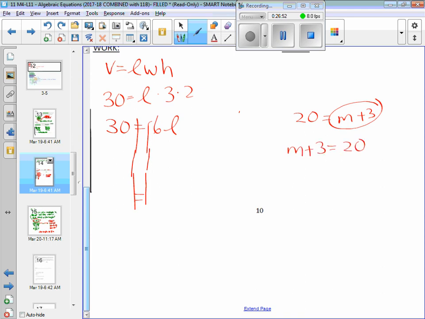All right, let's solve this quickly. What do I do to both sides? Okay. What cancels on the right? What's left? 30 divided by 6. The missing side, length, is 5 what?